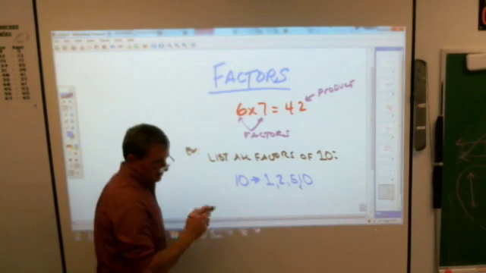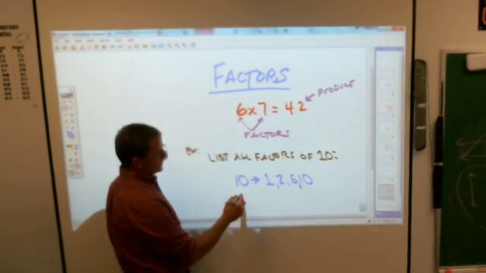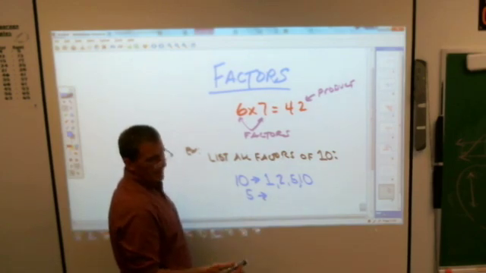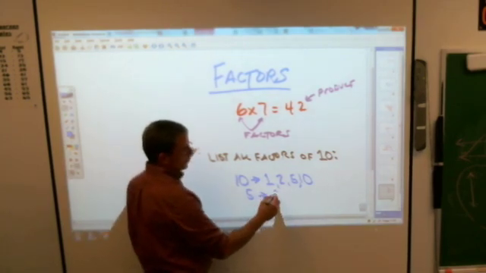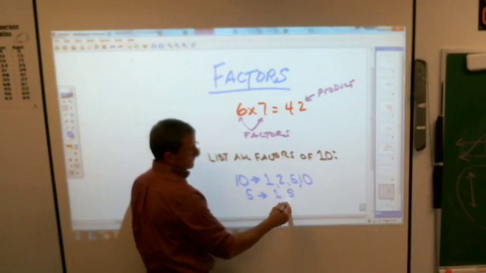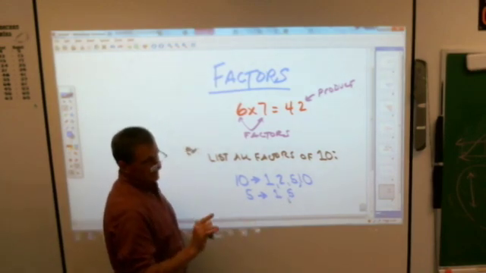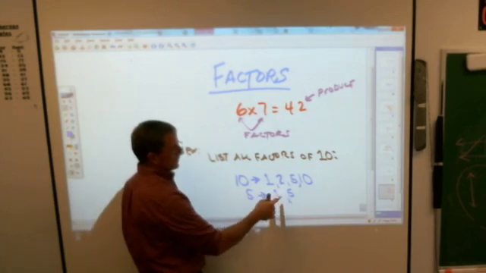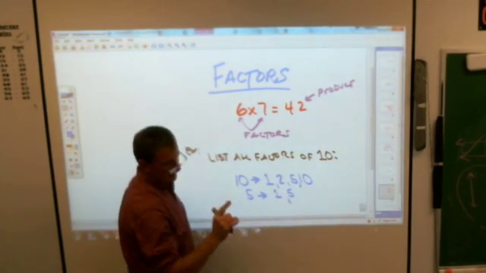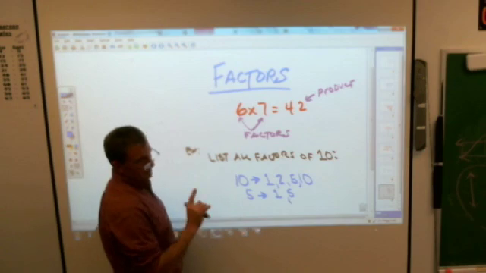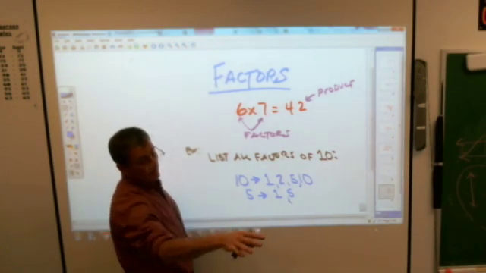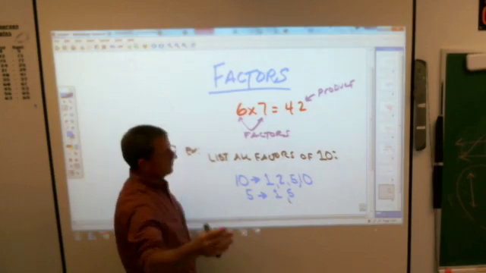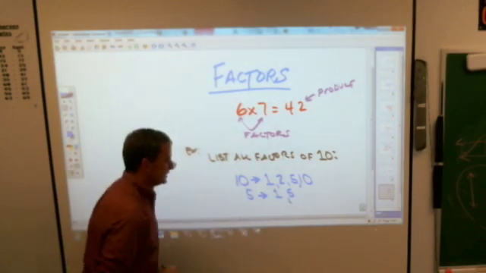Now, like I said, that was a relatively easy one. Some numbers don't have many factors at all. For example, 5. The only factors 5 has are 1 times 5. Every number has at least 2 factors, and those 2 factors would be 1 and itself. I guess there is one number that doesn't have 2 factors, and that would be the number 1. No, 0 has an infinite amount of factors. Why? Because if you multiply 0 times anything, you get 0. But 1 only has 1 factor, and that's itself.